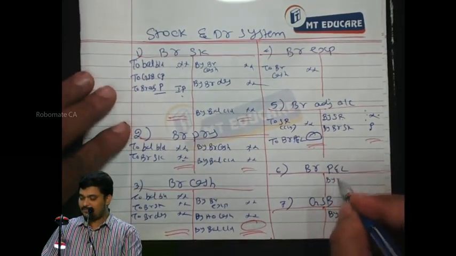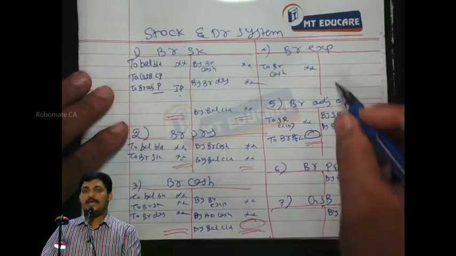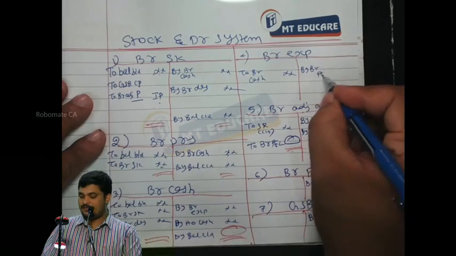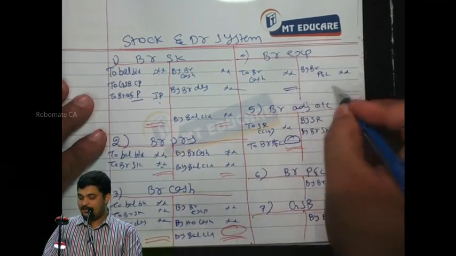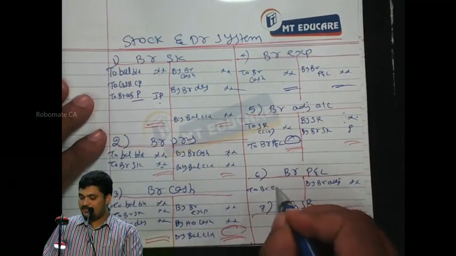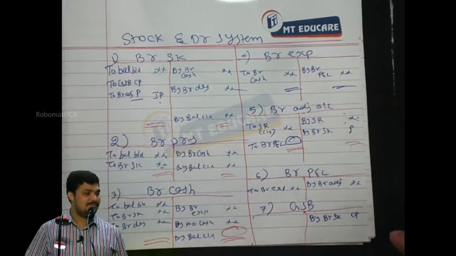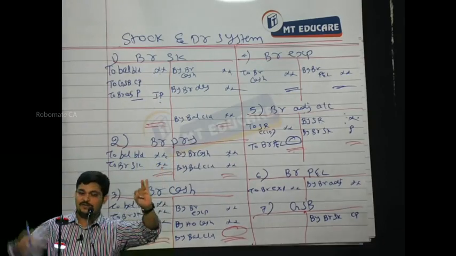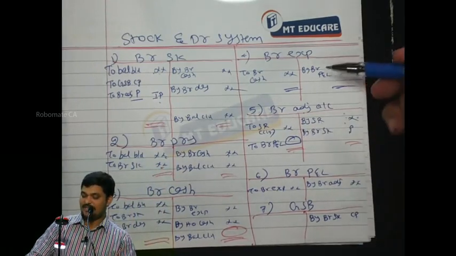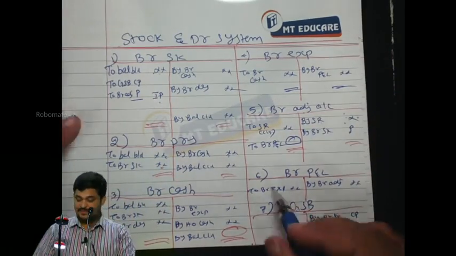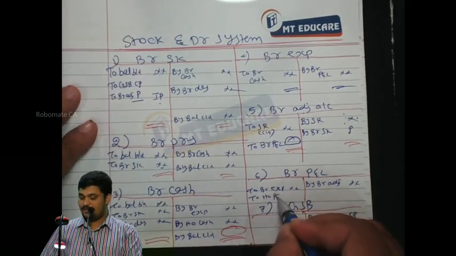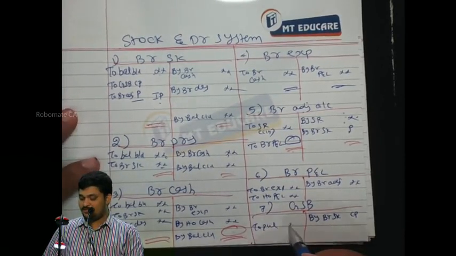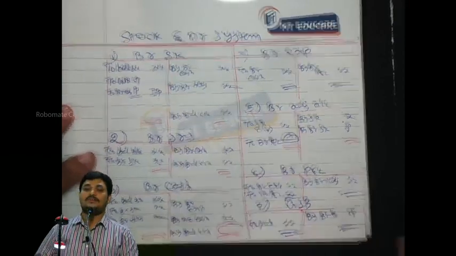Correct? Branch expenses will go to branch P&L. Apart from the 11 entries, there are stock reserve entry, opening stock reserve, closing stock reserve, transfer of adjustment to P&L, transfer of expenses to P&L. Now, net profit will go to head office P&L. That is one entry. Then goods sent to branch will go to purchases. That is how all these accounts are closed.